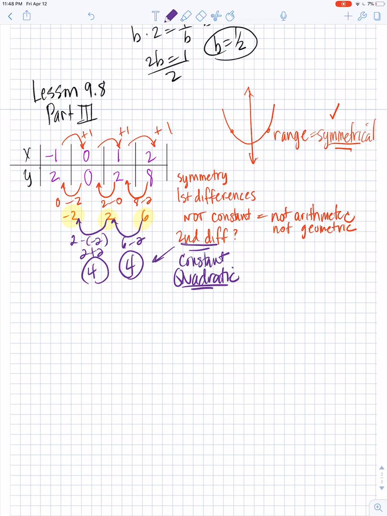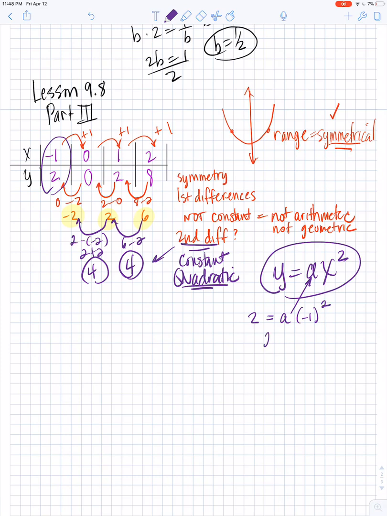Last part of this is, well, how do I write the equation for that? And just remember this, that y equals ax squared. We can think about it this way. We have some fantastic data I can use to figure out what a is. I'll just use this ordered pair up here. When y is 2, 2 equals a times -1 squared. 2 equals 1a. Okay, a equals 2. So a equals 2 allows us to say y equals 2x squared. And that's our final answer.